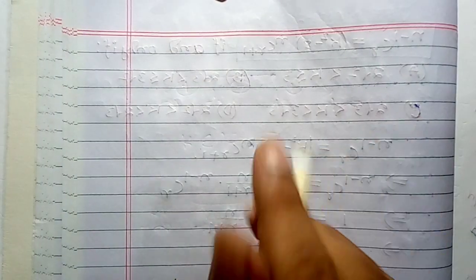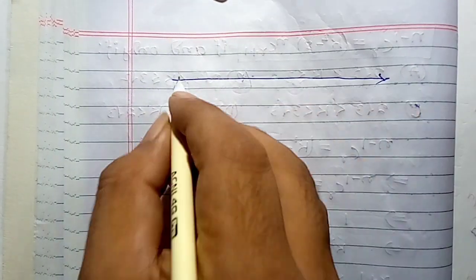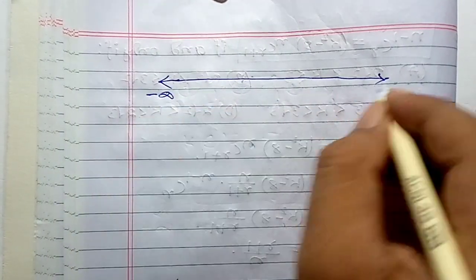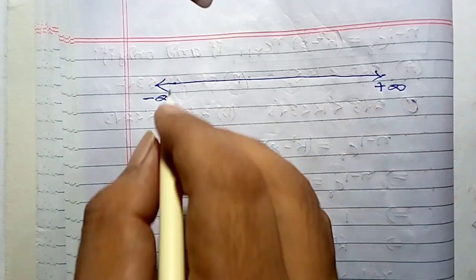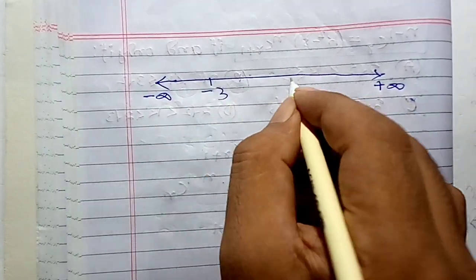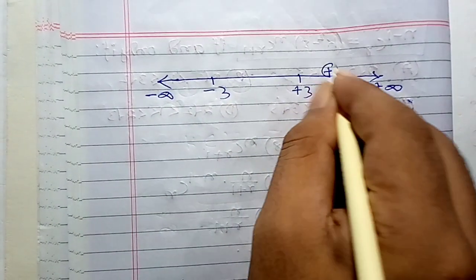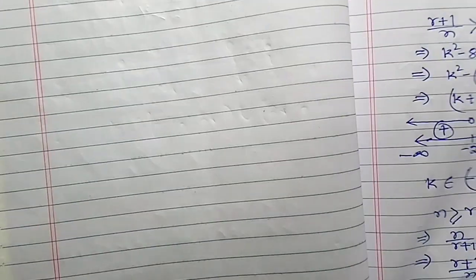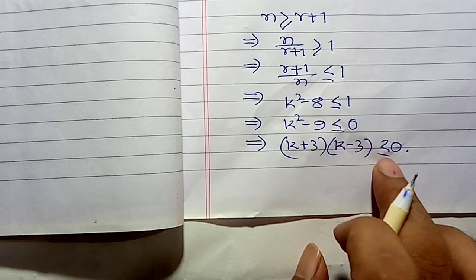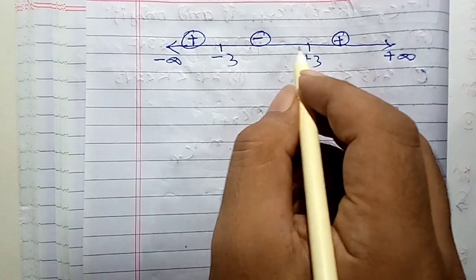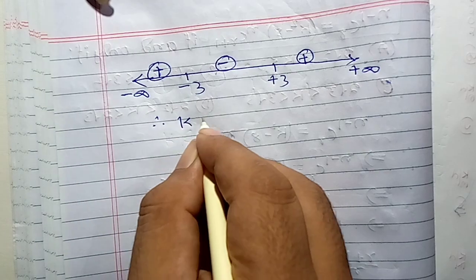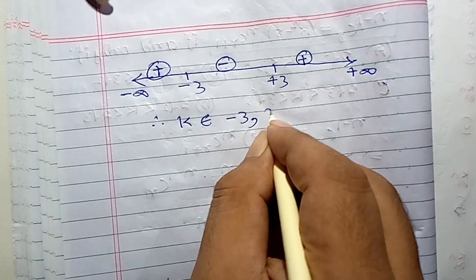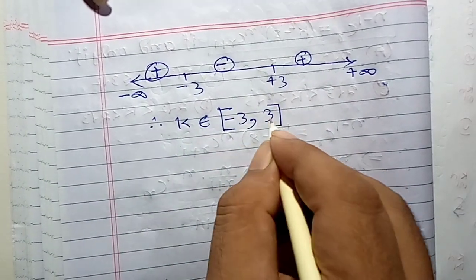Again using the wavy curve method we get minus infinity to plus infinity. From here it will be minus 3 here and plus 3 here, plus minus plus, but this time we need the less than equal to 0, which is negative. So negative is here from minus 3 to 3. Therefore k belongs to minus 3 to 3. Both minus 3 and 3 are included.